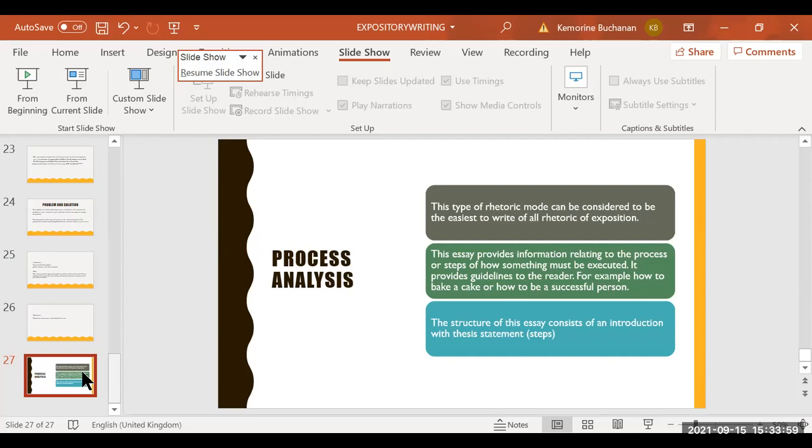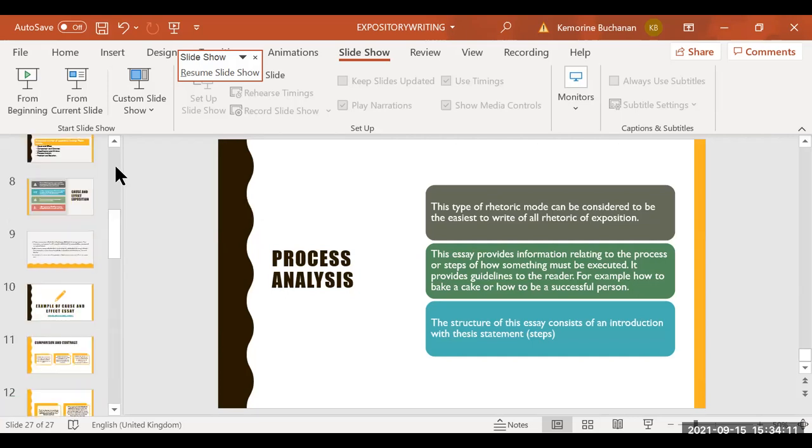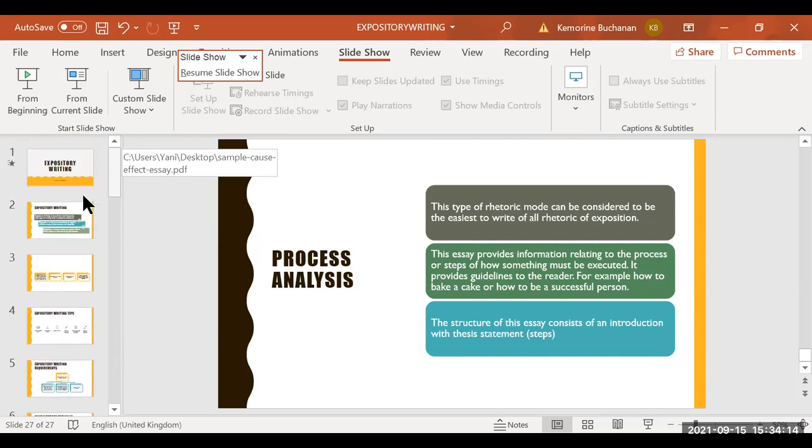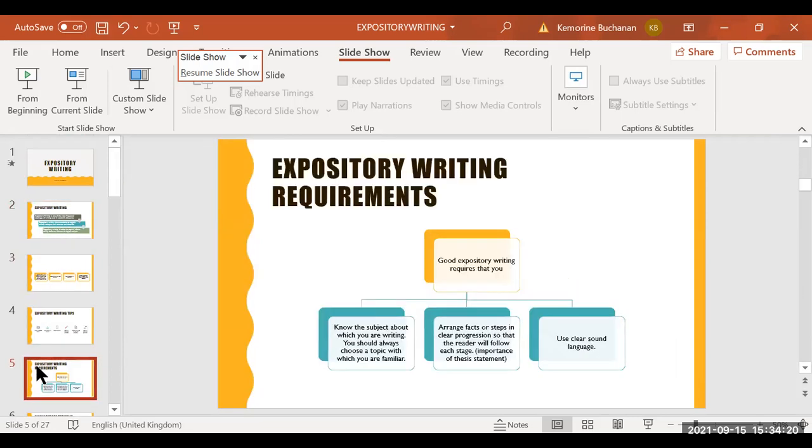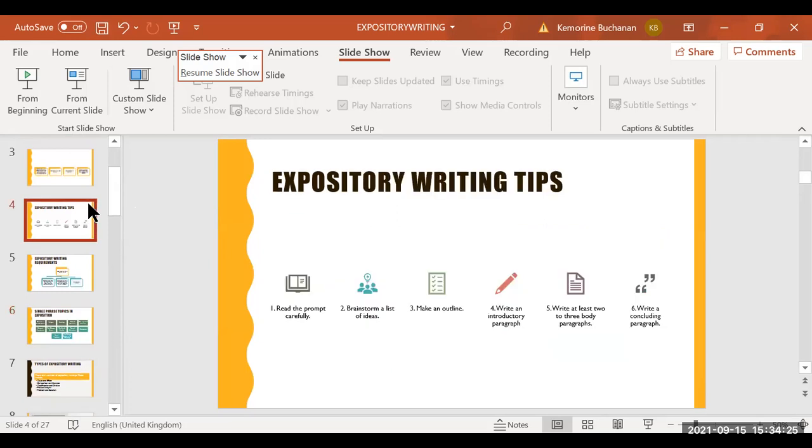Now we are going to focus next on our outline, how we create our outlines. All right, so just take the time to review this section, listen to it again, watch it again, just to familiarize yourself with what expository writing is, how you can ensure that you are writing a good expository essay. These are the tips that you consider: brainstorming, outlining, writing your introductory paragraph, having your body with 2 or 3 developing paragraphs, and then ending with your conclusion.